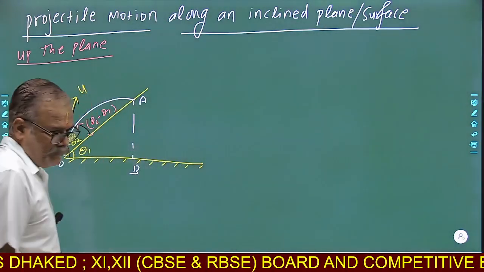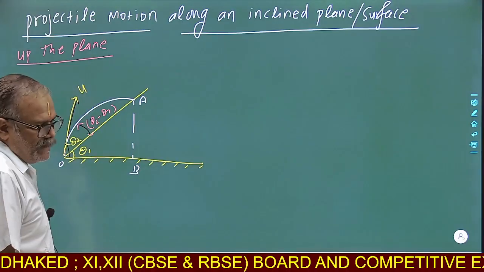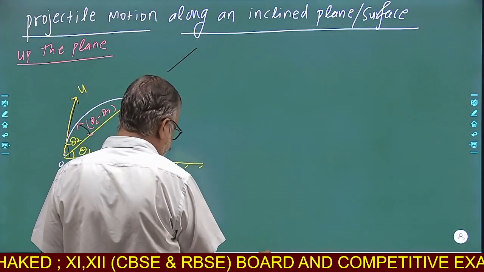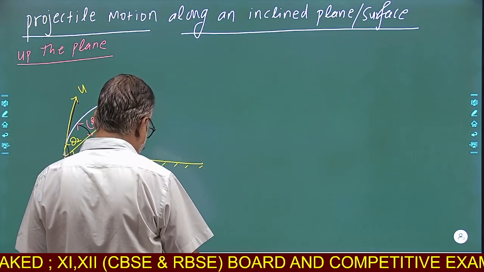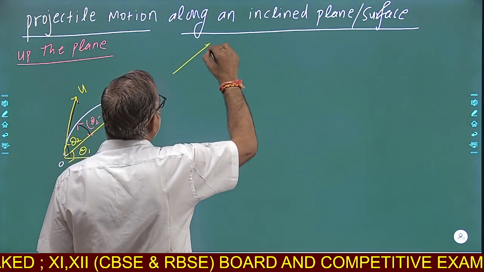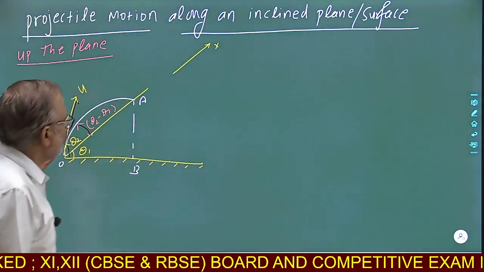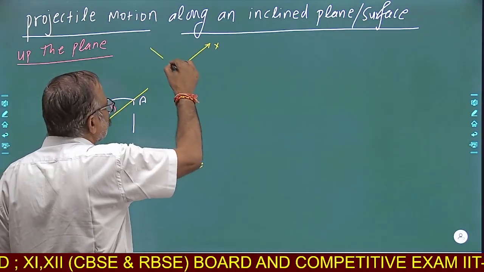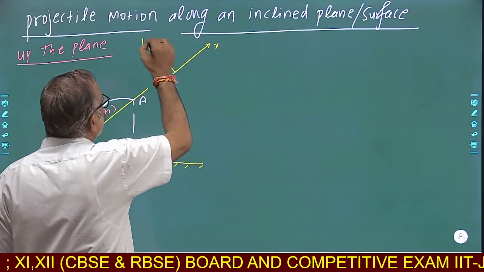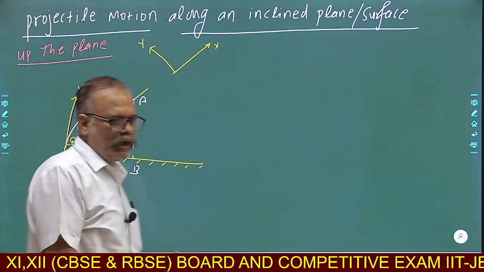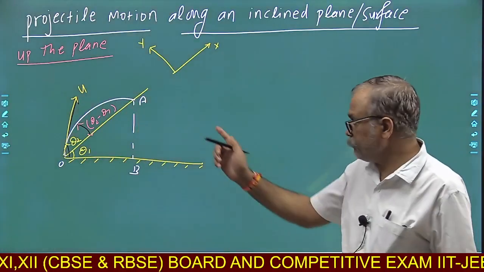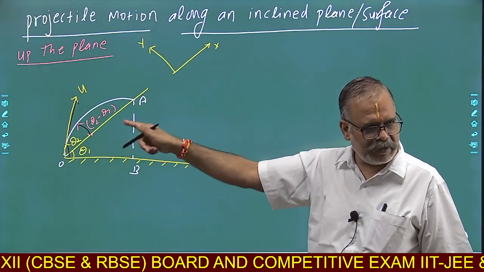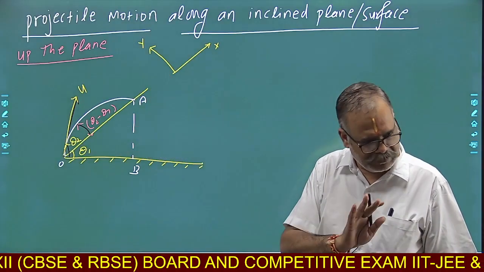In this condition, x direction is taken along the inclined plane, y direction is taken perpendicular to the inclined plane. Okay, x direction belongs to the inclined plane, y direction perpendicular to the inclined plane. That's clear.